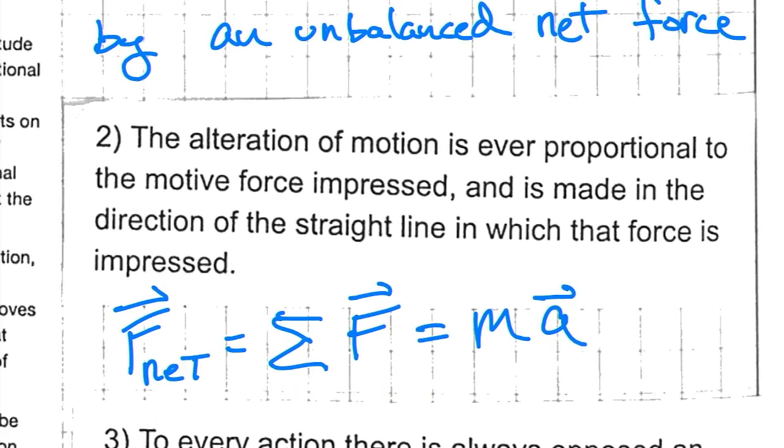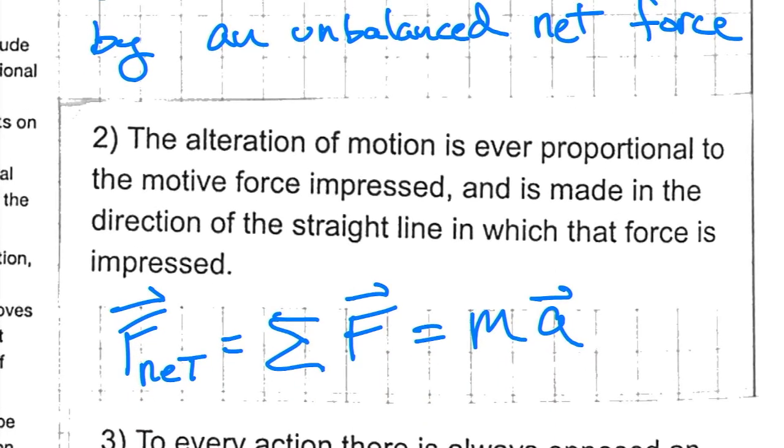Newton's second law, which we know is sigma F equals ma, in Newton's words was the alteration of motion is ever proportional to the motive force impressed and is made in the direction of the straight line in which that force is impressed. We can see some hints of vectors when we talk about the direction of the straight line there.